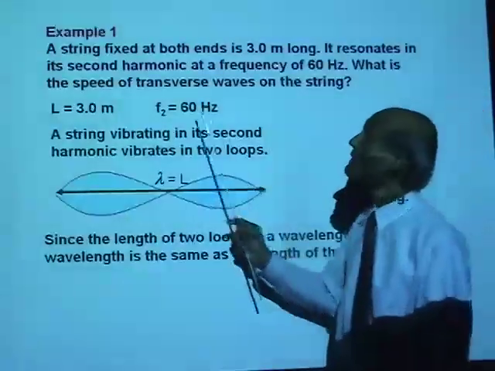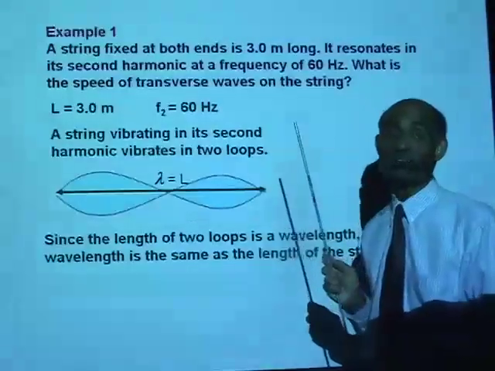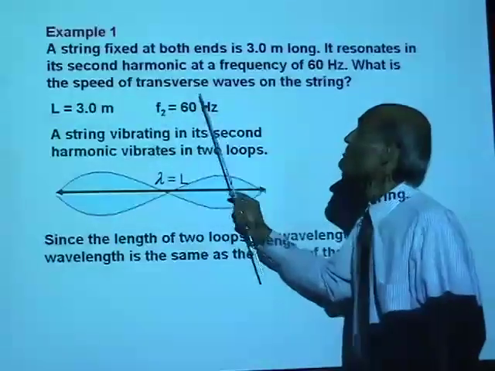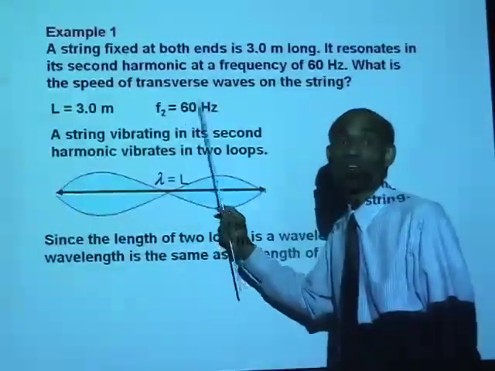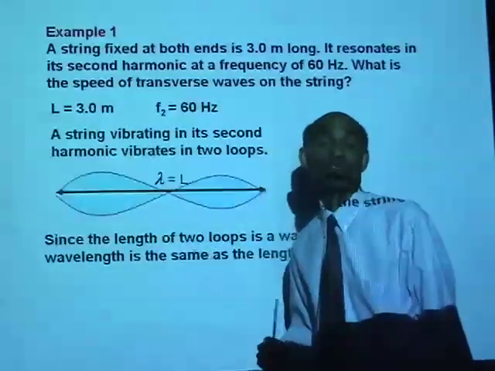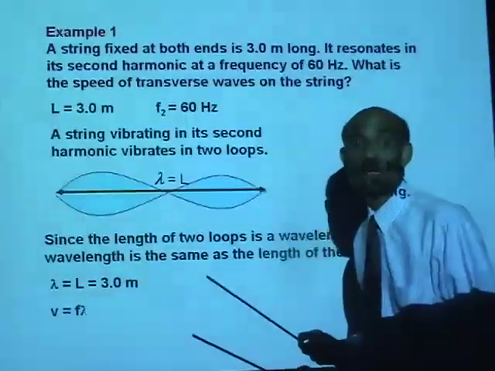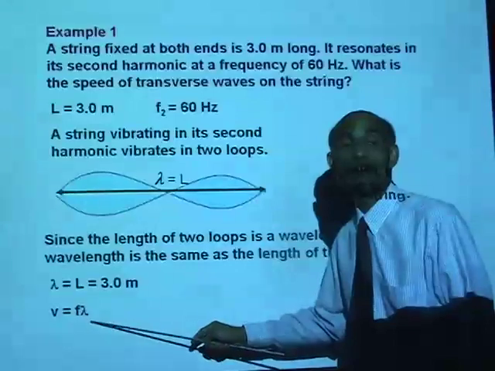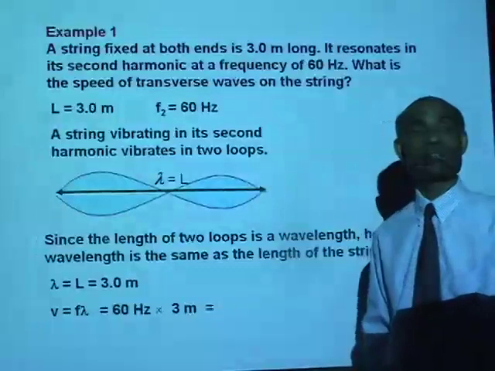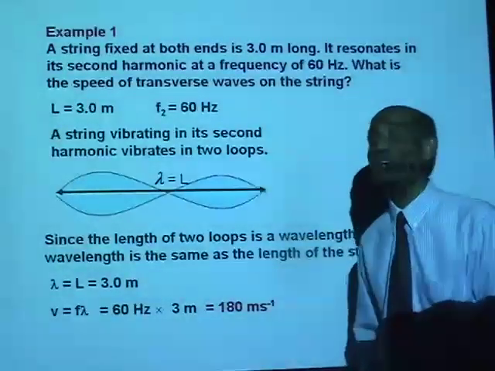And now, what are we supposed to find? Speed of the transverse wave. Well, speed V equal to F lambda. We know the frequency of the second harmonic. We know the wavelength of the second harmonic. Therefore, we can calculate the wave speed. So, wavelength equal to 3 meters, V equal to F lambda, that will be 60 hertz times 3 meters, that is 180 meter per second is the wave speed.